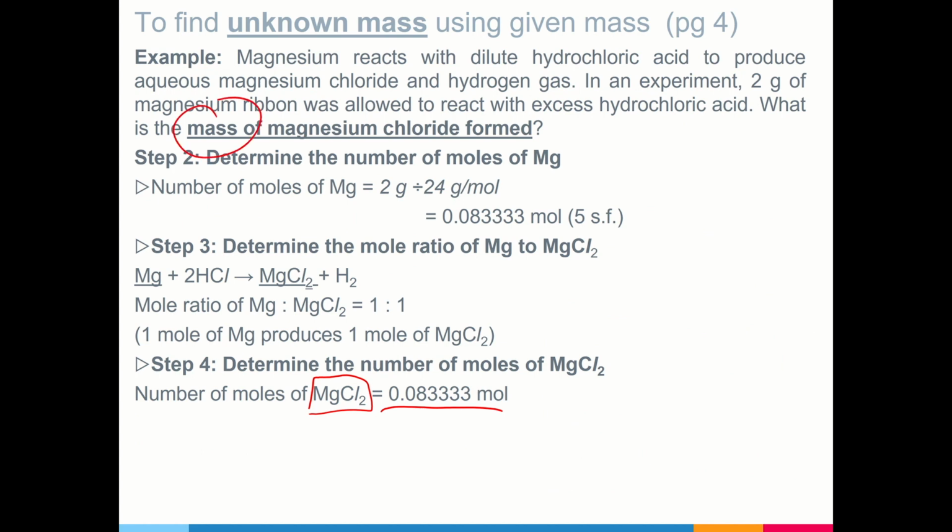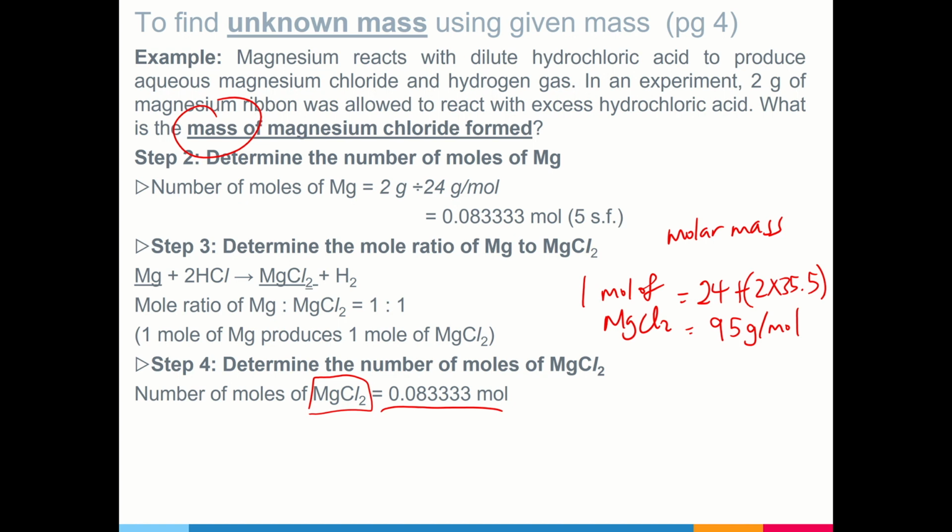For 1 mole of magnesium chloride, we need to find the molar mass, the mass of 1 mole. So the molar mass of magnesium chloride is 24 plus 2 times 35.5, which is 95 gram per mole. 1 mole is 95 gram. So now you are given 0.083333 mole. What is the gram here?